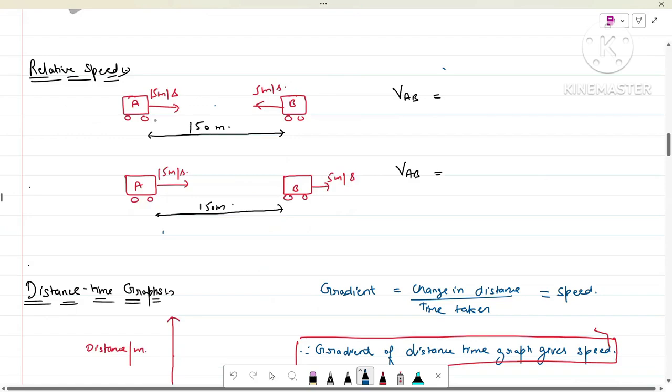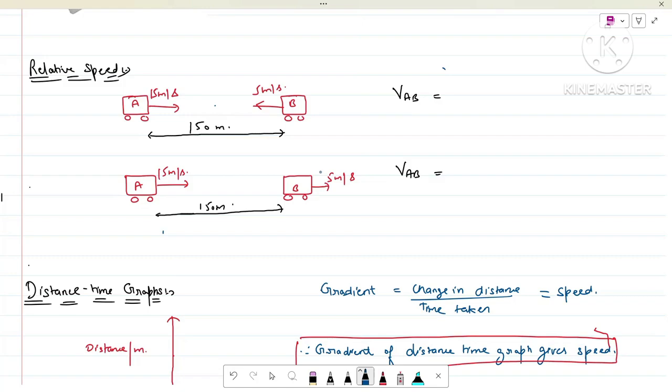Now there is a concept of relative speed. Consider car A moving at a speed of 15 meters per second towards the right, car B moving at 5 meters per second towards the left, and the distance between the two cars is 150 meters. In the second situation, car A is again moving at 15 meters per second in the same direction, but car B is moving at the same speed in the same direction. Means in the first case, both cars are approaching each other, and in the second case, both cars are moving in the same direction. The distance covered is the same.